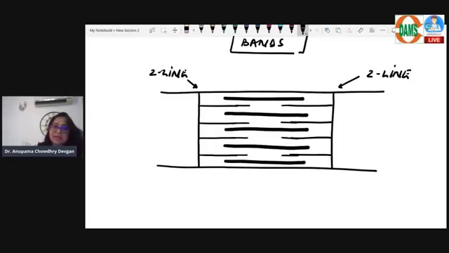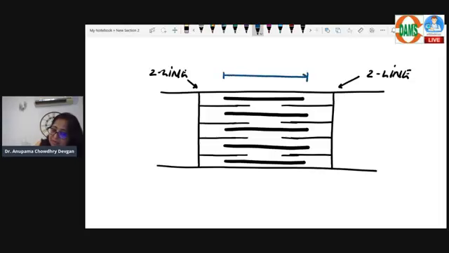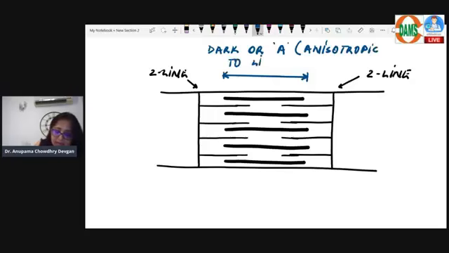Now let's see which bands are present. This extends from here to here. This is what is known as the dark band, the dark or the A band. A stands for anisotropic to light. This is the dark or the A band. A band stands for anisotropic to light.